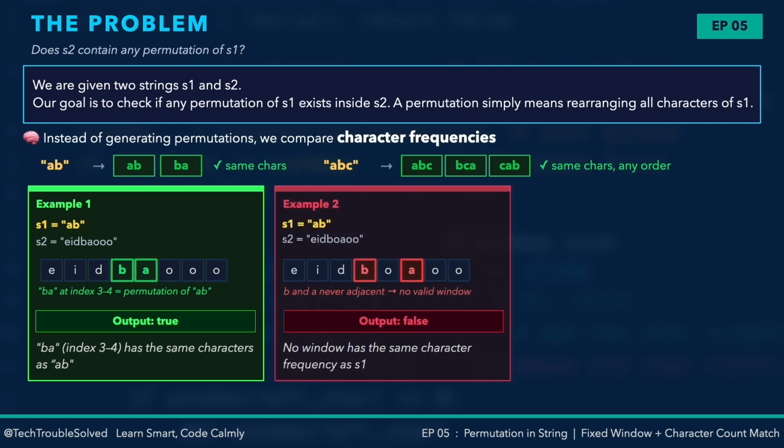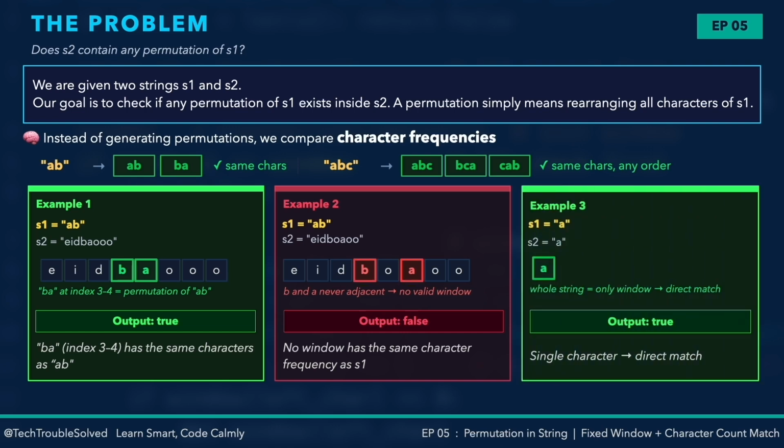Example 2. S1 is AB, S2 is EIDBOAOO. Output is false. This one is sneaky. The B and A are both in S2, but they are never together in a 2-character window. They are always separated. So no permutation of AB exists as a contiguous substring. Example 3. S1 is A, S2 is A. Output is true. The simplest case. The whole string is the only window and it matches.